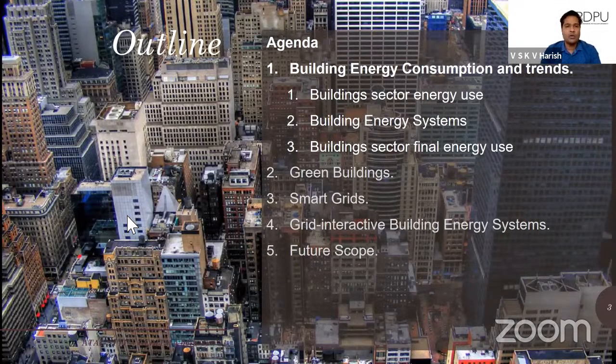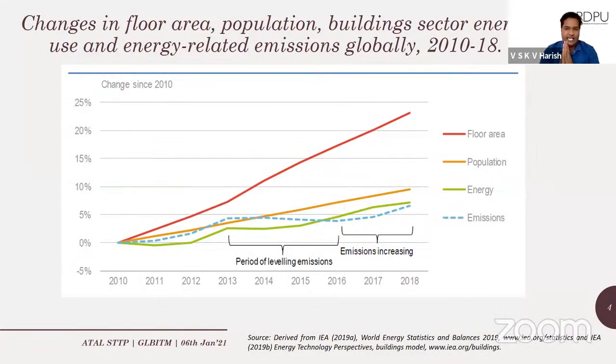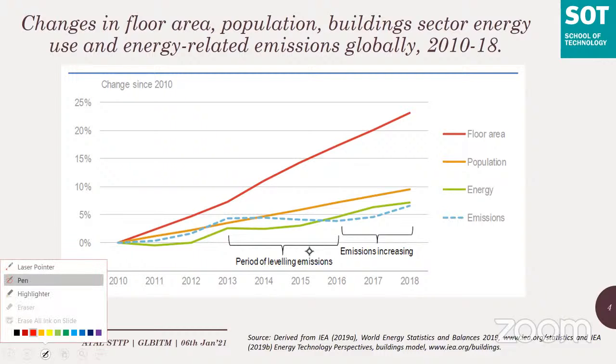Looking towards the energy scenario for buildings, buildings as a service sector have been responsible for more than 33% of the total energy consumption and more than 23 to 25% of the GHG emissions. The graph which you are seeing on your screen shows the changes in floor area, population, energy, that is the building sector energy use, and the total GHG emissions. The total GHG emissions here focus on both the direct GHG emissions and the indirect GHG emissions.